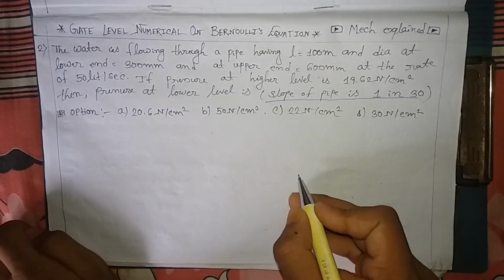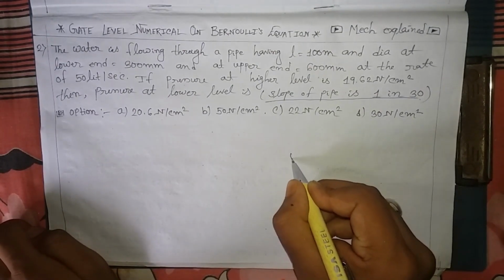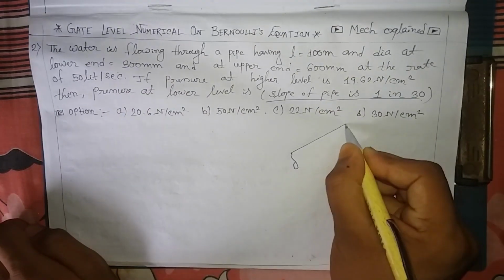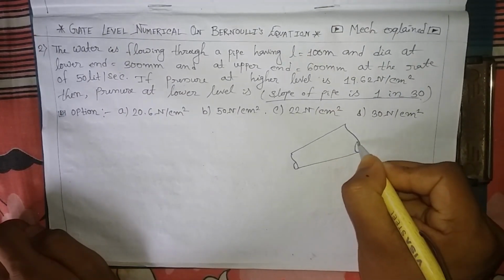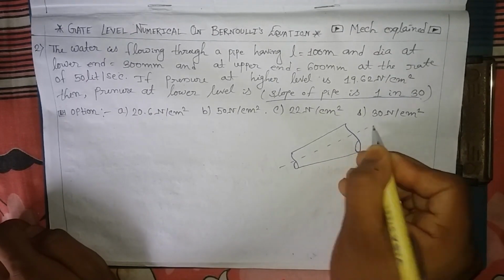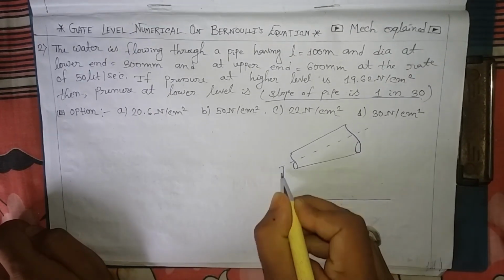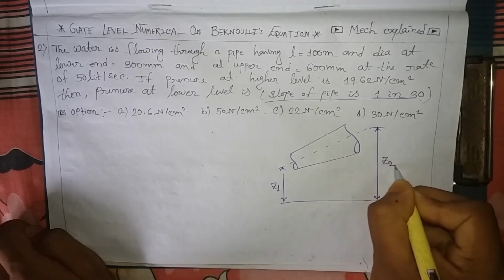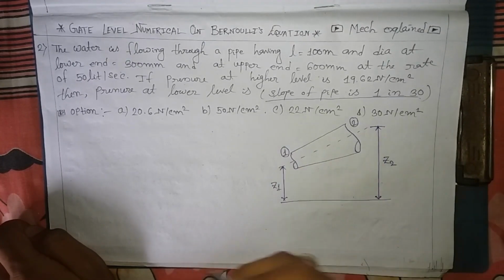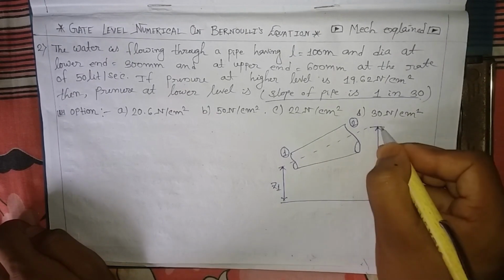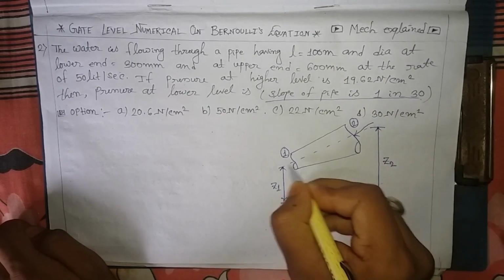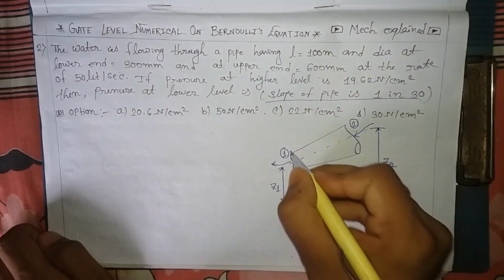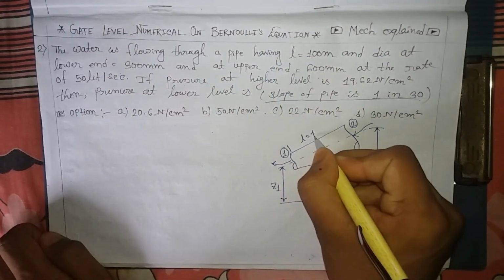So let's draw the diagram first. Here 300 millimeter, here 600 millimeter. This is the pipe. This is the datum line. This is Z1, this is Z2, section 1, section 2. Water will be flowing from the upper side to the lower side, in this downward direction. They are saying the pipe has a length of 100 meter.